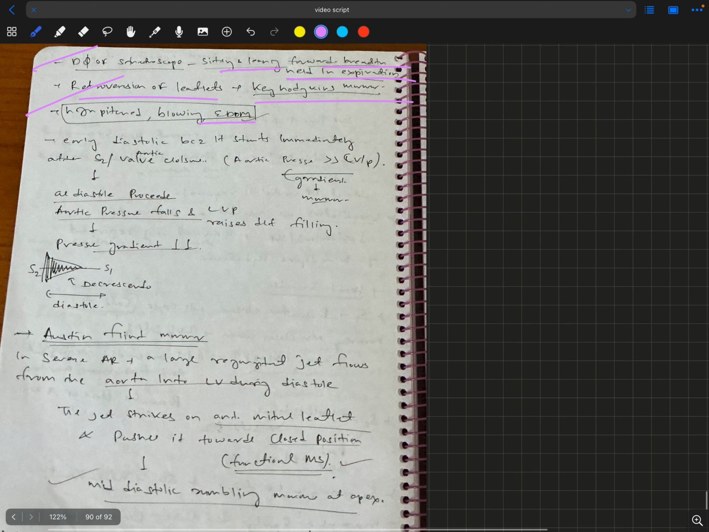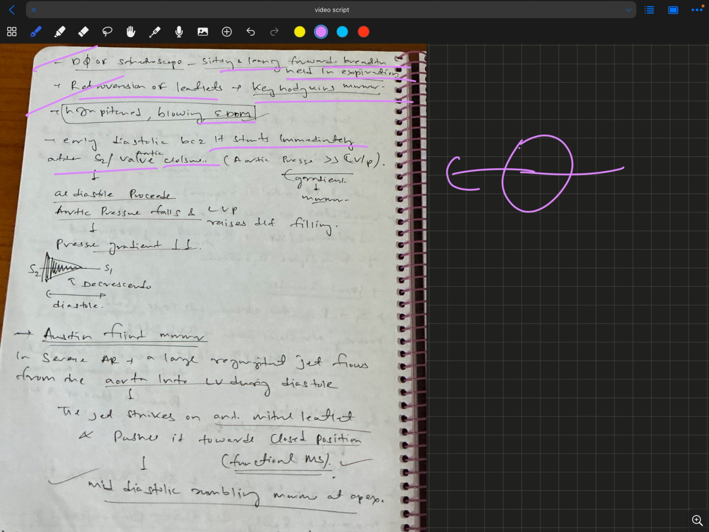It is early diastolic because it starts immediately after S2, or immediately after A2, you can say valve closure. After valve closure, this murmur starts because the valve is not closing properly, and aortic pressure is more than the left ventricle pressure after the closure of the valve. Since the valve is not closing properly, there will be more blood flow from the aorta into the left ventricle.